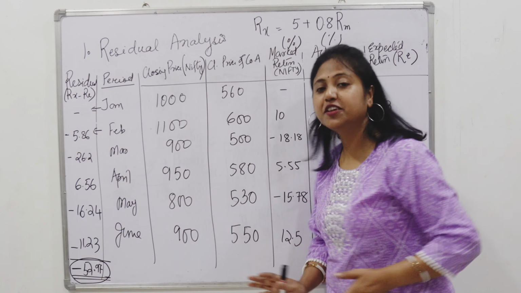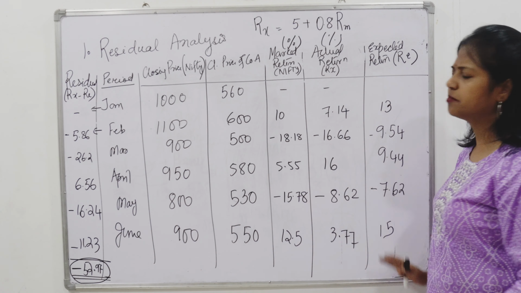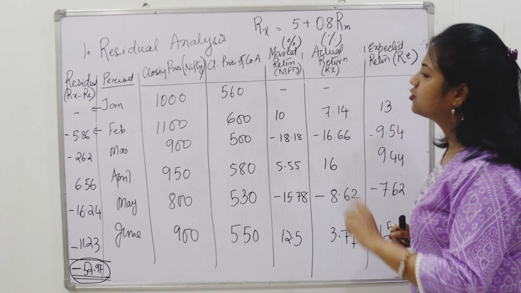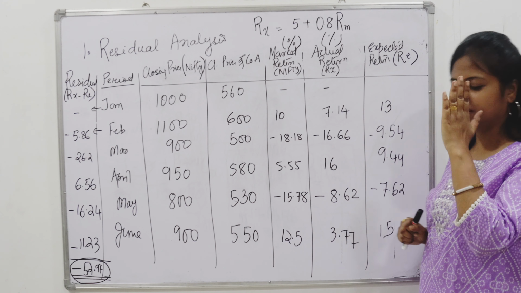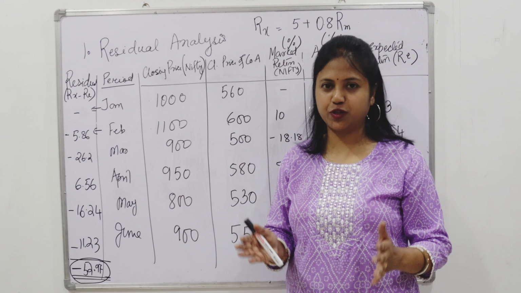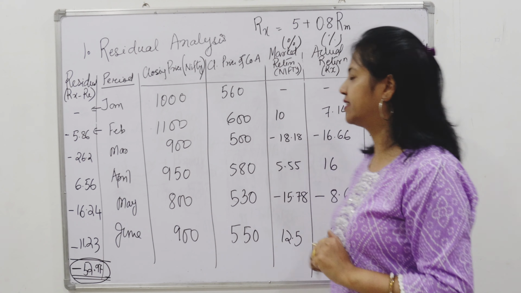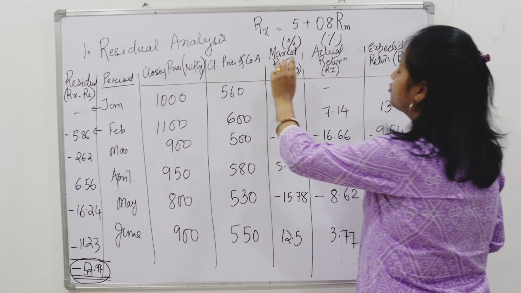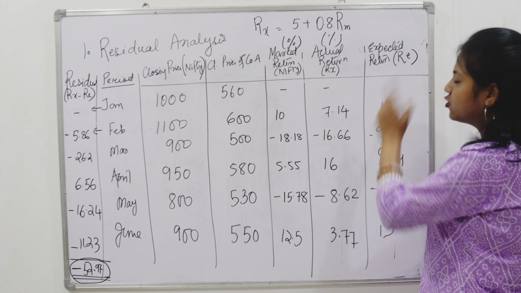So here is certain information and I will make it very simple for you to understand. First thing is that we need to know what our expected return is and what our actual return is, and the difference between the actual and the expected. Now first we have to know what our actual return is.